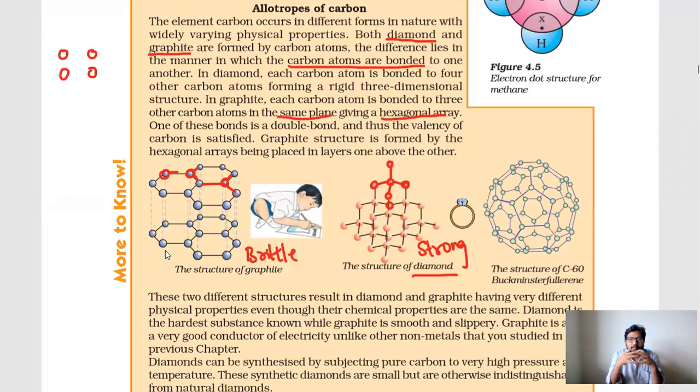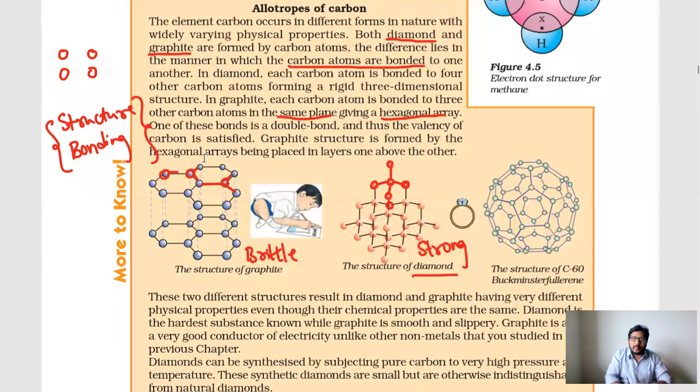Why are we getting weak compounds and strong compounds? That depends on structure and on bonding. These two are so important in giving strength to any substance. One of these bonds is a double bond, and thus the valency of carbon is satisfied. Here carbon will satisfy a valency of 4.